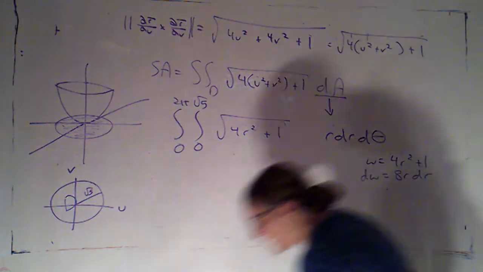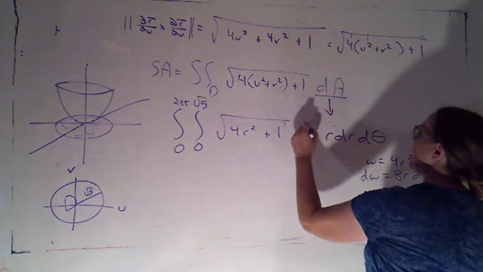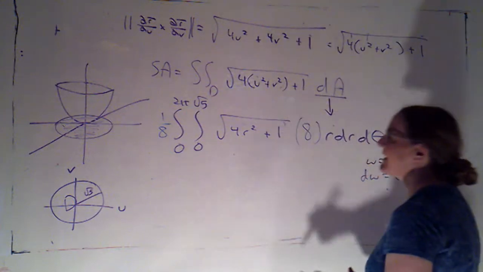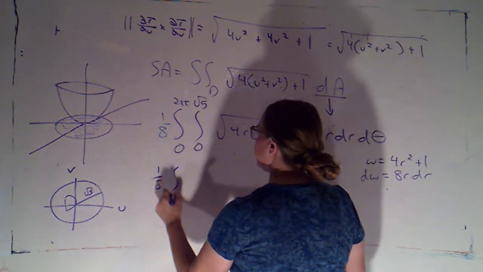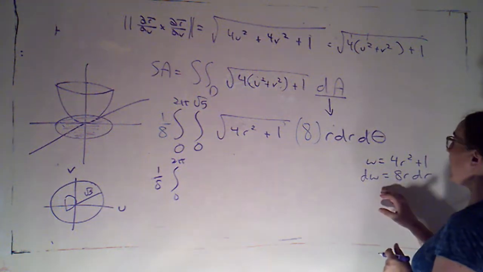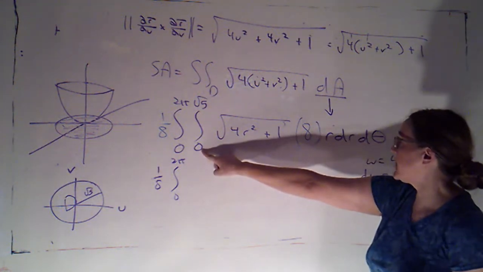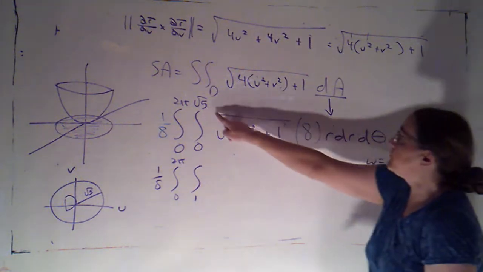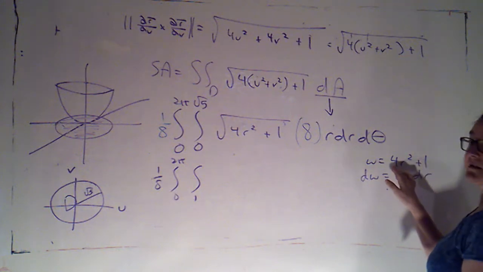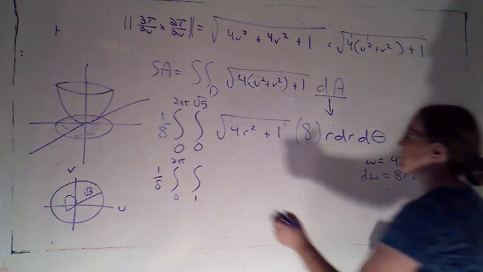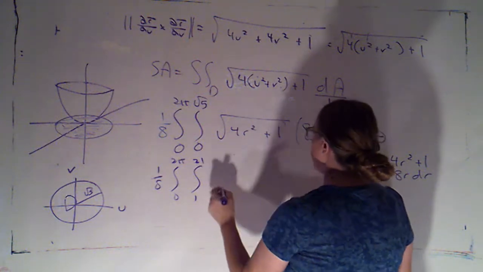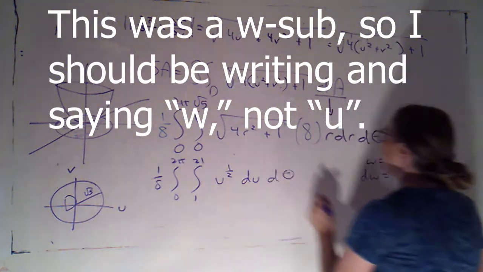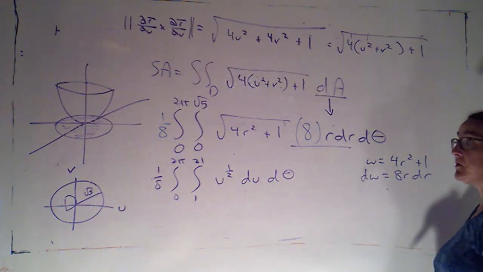Looks like I've already got my r. I'm going to need a factor of 8, so I'll counterbalance with a 1/8 on the outside. And then we're getting 1/8, the integral from 0 to 2 pi. My r values will change: 4 times 0 squared plus 1 becomes a w value of 1. Let's see, root 5 squared is 5, times 4 is 20, plus 1 is 21. And then we're integrating root w, or w to the 1/2, dw d theta. All of that becomes my dw.